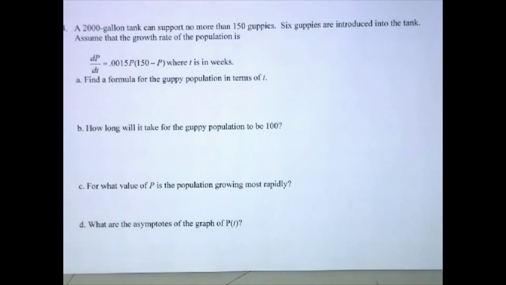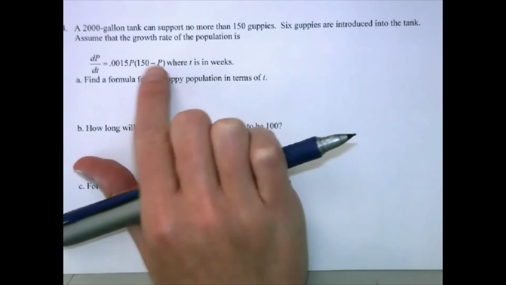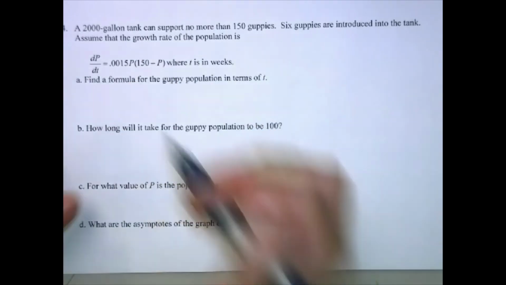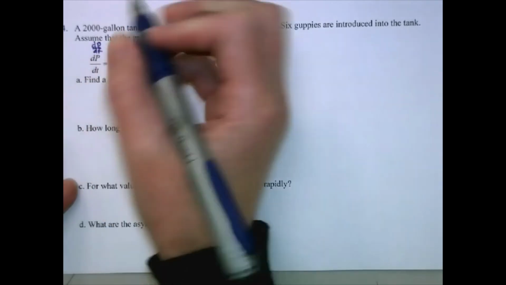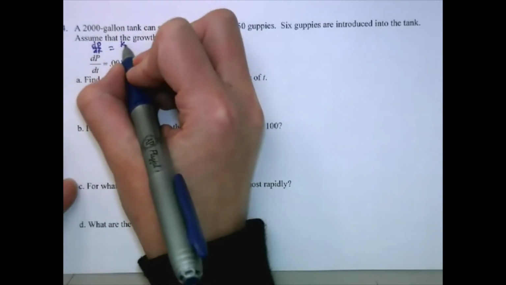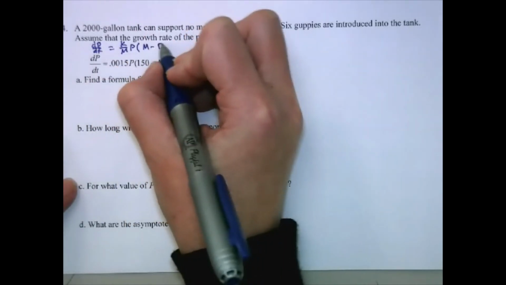All right, so a 2,000-gallon tank can support no more than 150 guppies. 6 guppies are introduced into the tank. Assume the growth rate of the population is this differential equation here. Okay, notice that this isn't P over a value. We've got this 150 here. So this is going to look like the general equation K over M P times (M minus P).